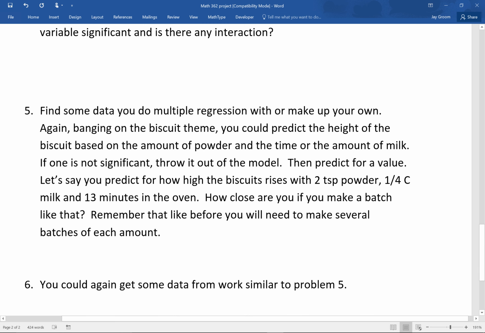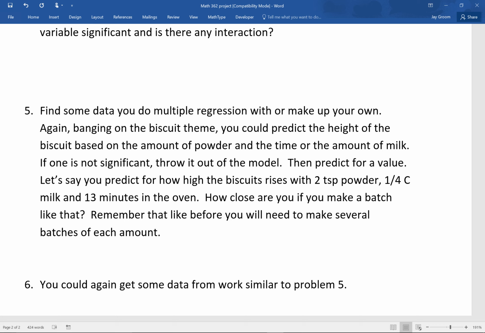Same thing is true here. If you want to do multiple regression, or you can make up your own. You can keep going with the biscuit theme. So you can be a variety of things. And what I use here: the amount of milk, the amount of baking powder, and the time. And then, for instance, it could be that time is not significantly different, so you could throw it out of the model. And then when you're done, go ahead and predict for it, right?